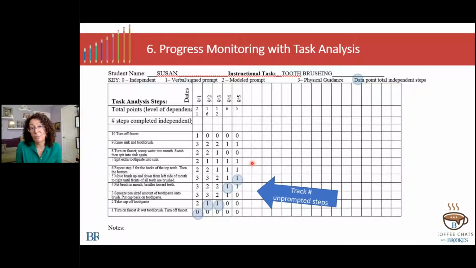And this is just one example with toothbrushing. We can do this same kind of activity with all sorts of different tasks. The other thing that we can see when we look at these data are where it is that we need to concentrate our time.